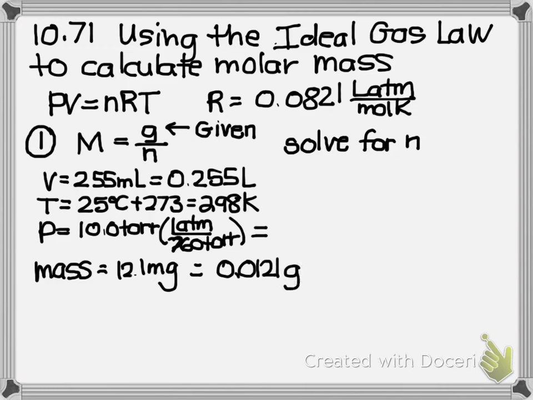Okay, so let's first, if I'm looking at this equation up here, I know that the molar mass equals grams by the number of moles. Well, I know the grams, they gave it to me. So now what I would like to do is calculate the number of moles using the ideal gas law. Rearranging the ideal gas law, I get the number of moles equals the pressure times the volume divided by RT.